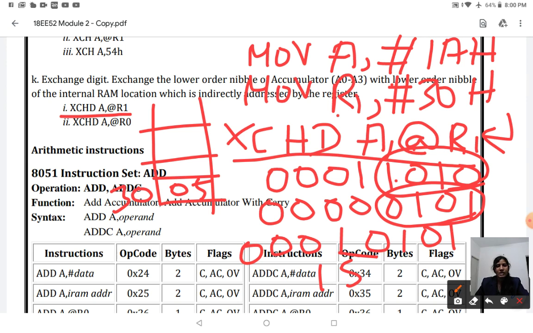So far we have discussed the data transfer instructions and stack addressing, that is how exactly you can store the data onto the stack and retrieve it from the stack, and how we can exchange the data between register to register or between a register and an internal memory. In the next class, we will see the arithmetic instructions. Thank you, students.